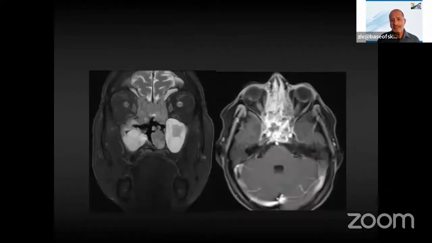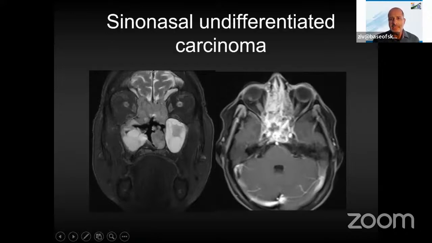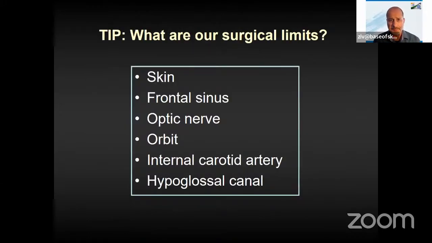For example, you can see here in this case the MRI on the right and the left. This is a sinonasal SNUC, sinonasal undifferentiated carcinoma. Surgery here, the chance of reaching a negative margin, in my opinion, is completely zero. So in this case, one should assess whether surgery needs to be the first goal of treatment, or other modalities such as chemotherapy and radiation therapy, which are options in undifferentiated carcinoma and SNUC.